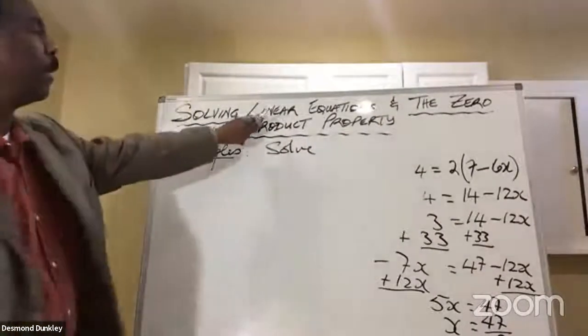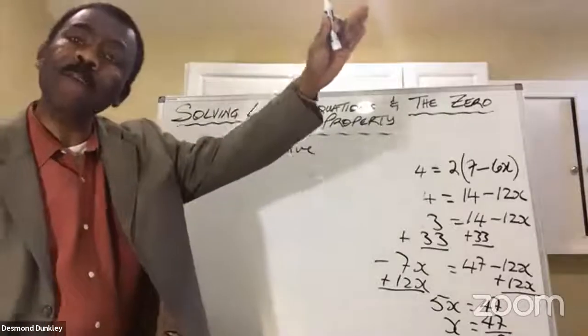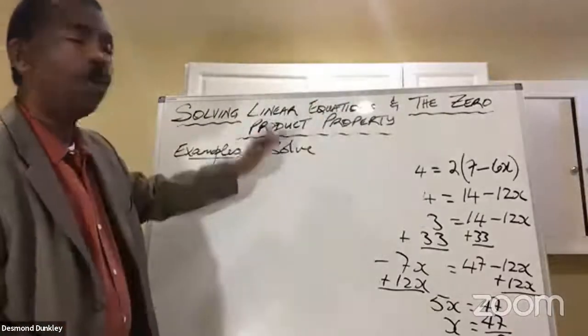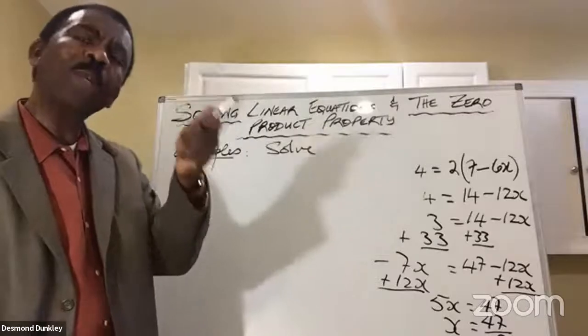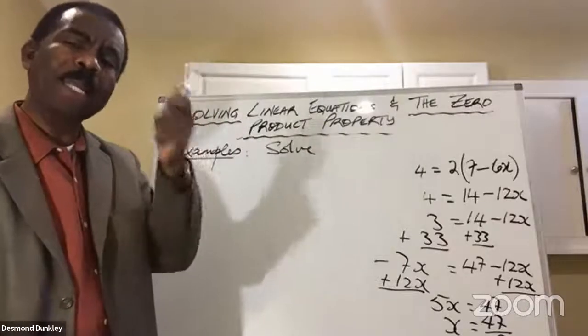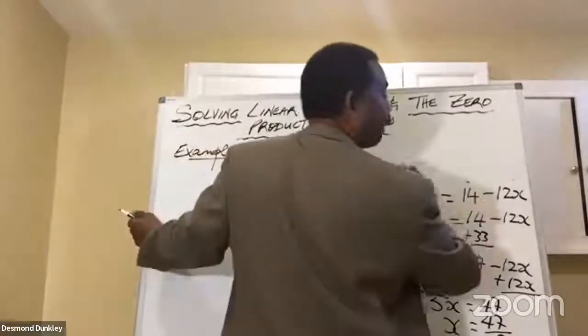So linear gives you a line. When you graph it, it's a line and it only has one solution. It only cuts the x-axis in one place, if it does.